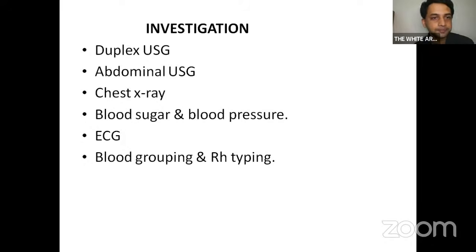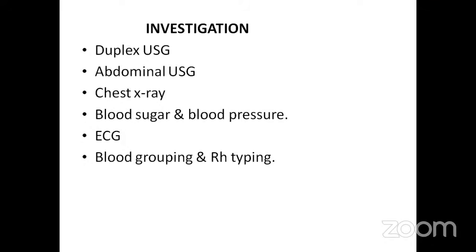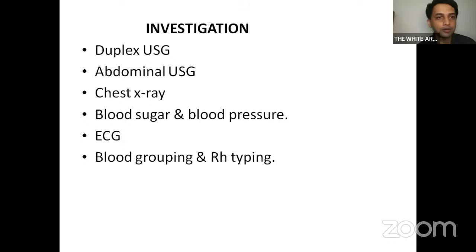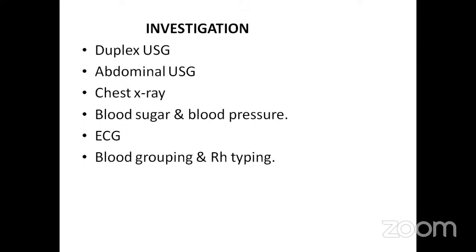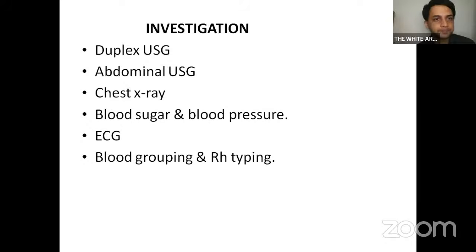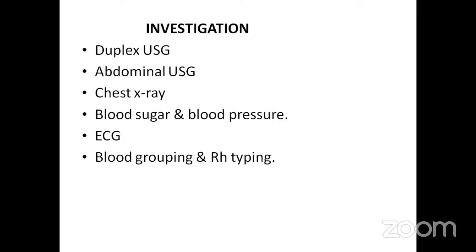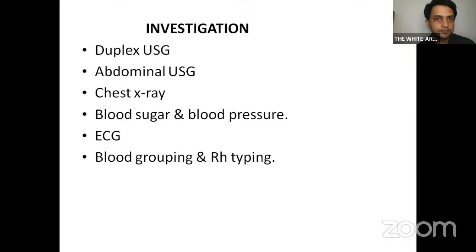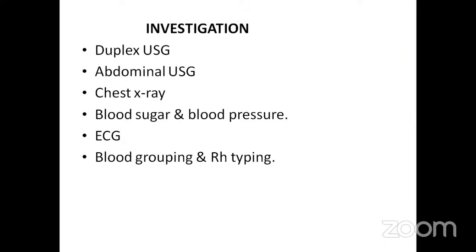Then abdominal USG to rule out any other secondary causes, because in an elderly man there could be some abdominal pathology. Chest X-ray, as he was a smoker for a long time, to rule out any cause. Then since he is diabetic and hypertensive, blood sugar and blood pressure. Then ECG, because of age and risk factors present in this patient. And then blood grouping and Rh typing, if he needs any blood.